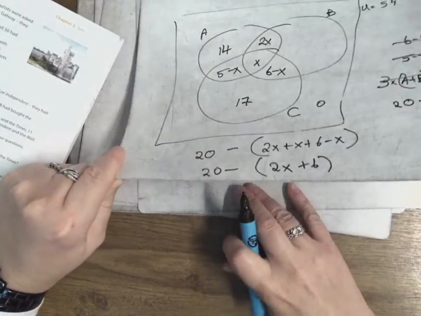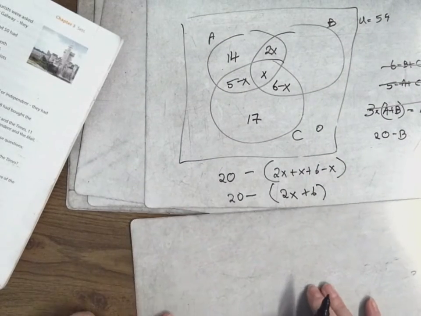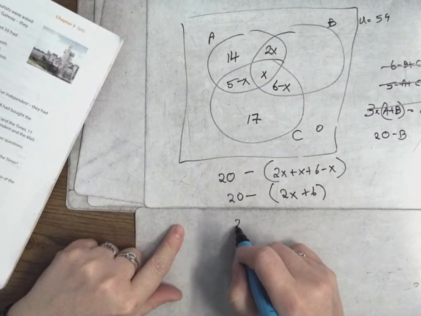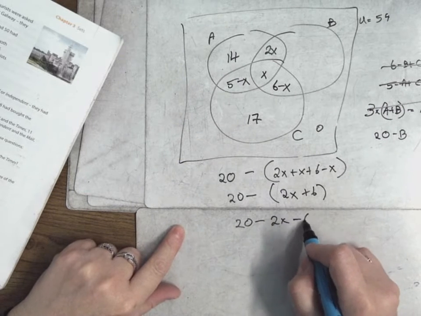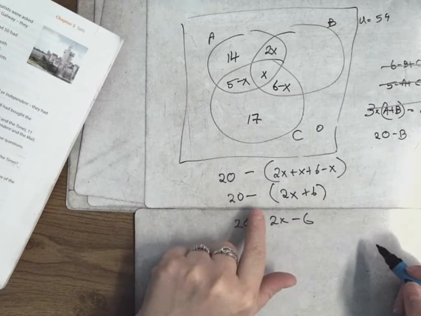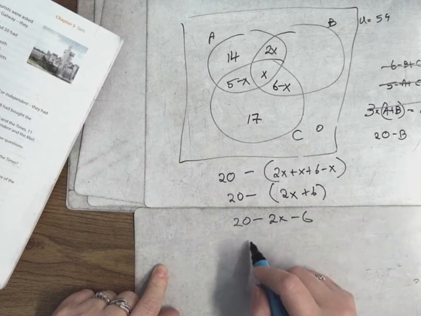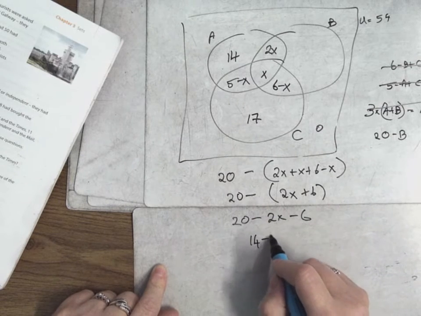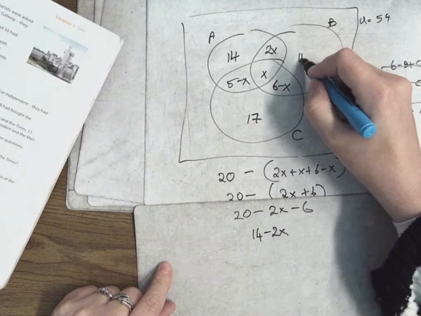Right, okay, so then a minus into the bracket there is 20 minus 2X minus 6, agreed? Okay, so that becomes a minus because you're multiplying it by a minus. So that would be 20 take away 6 is 14 take away 2X. So in here I have 14 take away 2X.